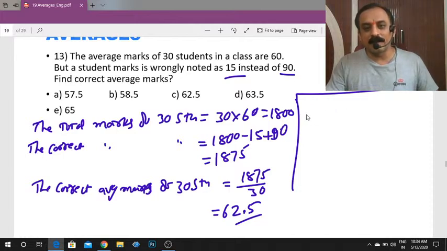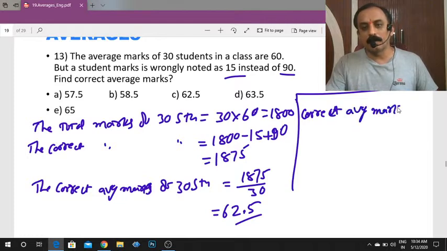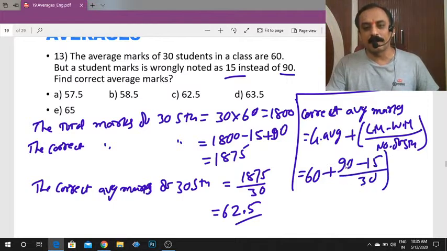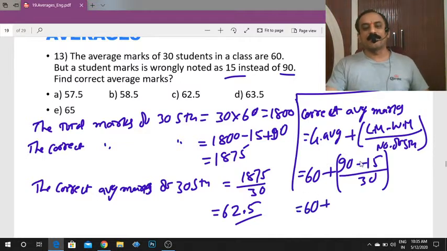The correct average marks is equal to the given average plus (correct marks minus wrong marks) by number of students. What is the given average? Given average is 60. 60 plus correct marks 90 minus wrong marks 15, by number of students 30. So this is equal to 60 plus (90 minus 15), which is 75.